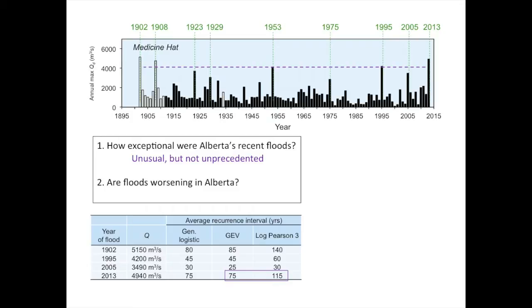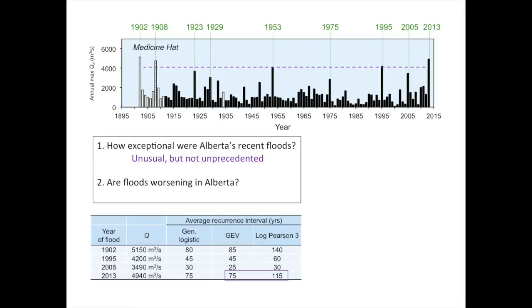And the value on the right side on that table, the log Pearson type 3, this is the distribution that's recommended by the United States Geological Survey. But in our view, it doesn't fit our data very well. Instead, we have two other distributions that fit a lot better.